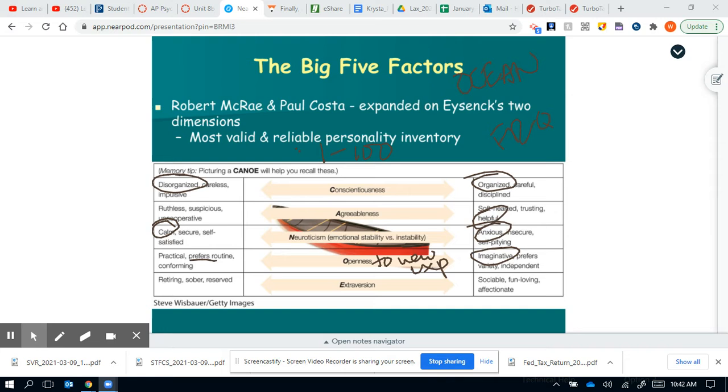And then finally, extroversion. People who are high on extroversion are sociable, outgoing, fun-loving. People who are low might be very reserved, quiet. They don't like to be around other people.